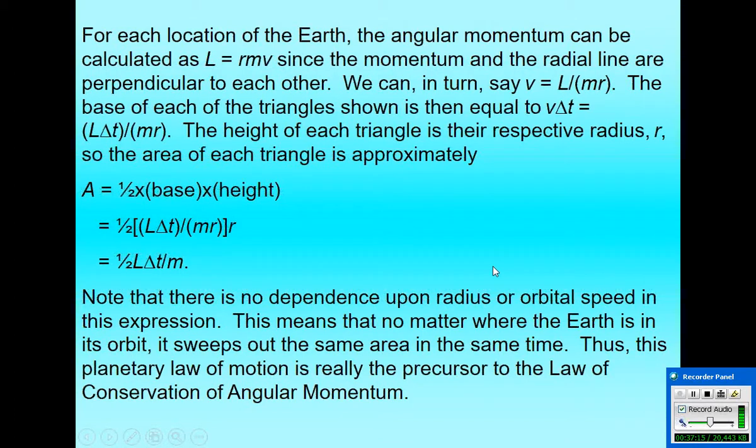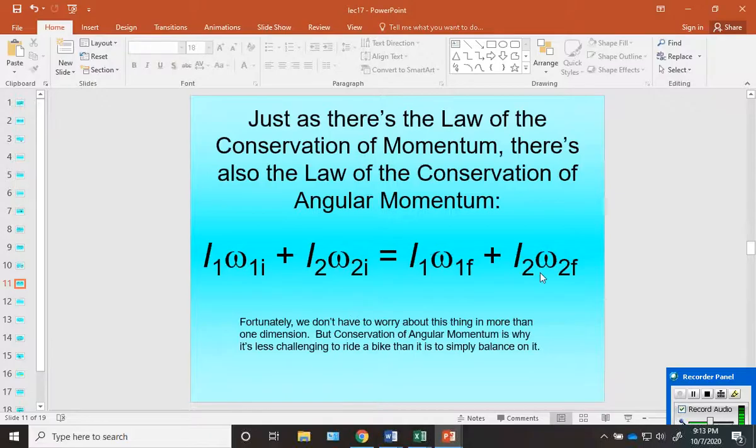So way back when I introduced Kepler's laws of motion, I said that this one was from conservation of angular momentum. That's what we have here. My goodness, that's enough. Bye-bye.